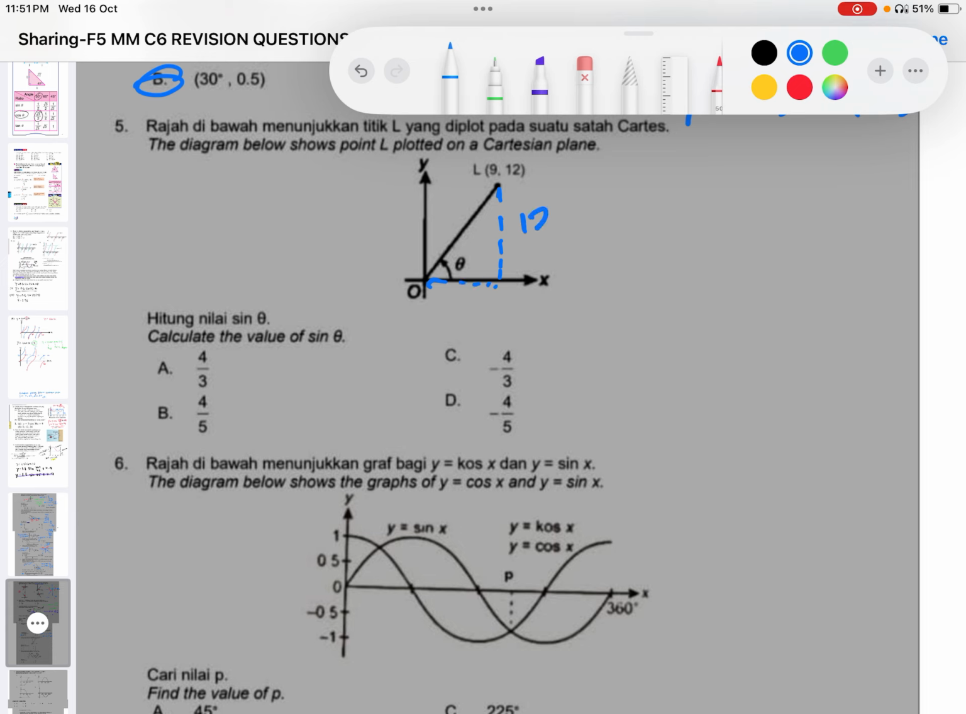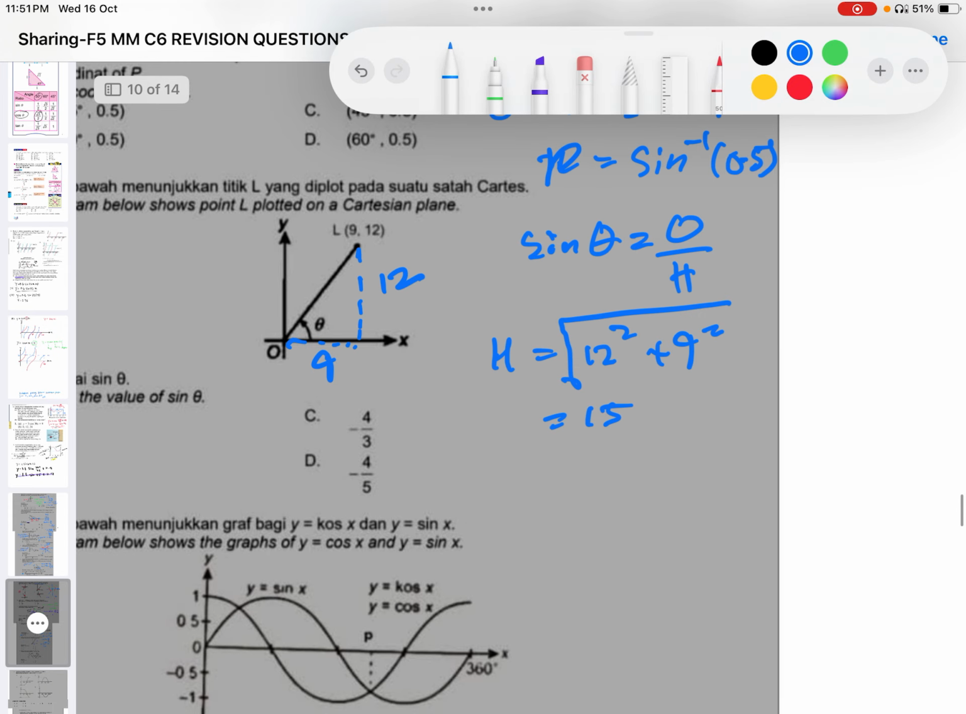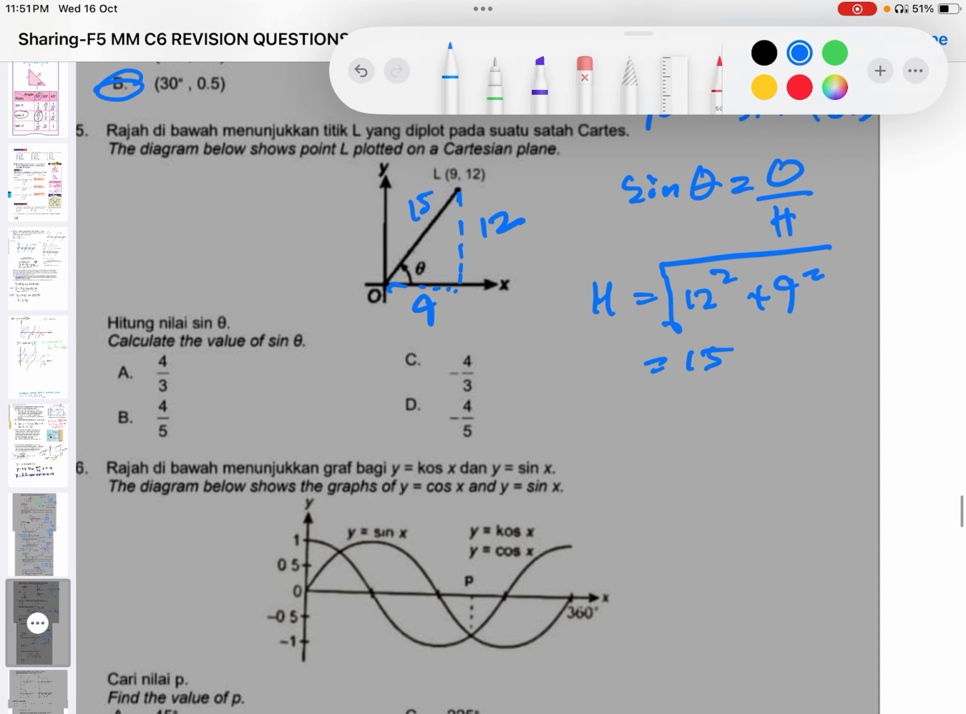So 12 and 9 over here. So sine theta will be opposite of hypotenuse. Untuk cari hypotenuse sama dengan 12 kuasa 2 tambah 9 kuasa 2 punca kuasa. Okay, akan dapat 15. So sini adalah 15. Sin theta will be 12 over 15. So 15 bagi 15. 4/5. Jawapannya adalah B. Okay.